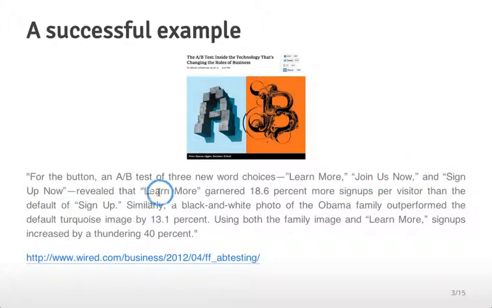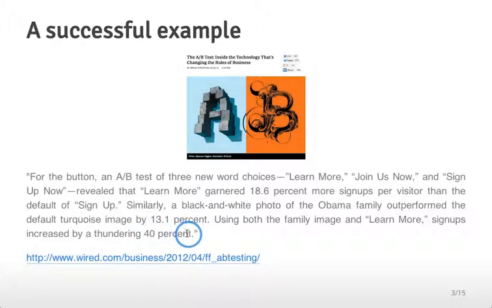And they found that learn more garnered 18.6% more signups per visitor than showing visitors the other variables like the default sign up. They also showed that having a black and white photo of the Obama family improved the sign up by 13.1%. And finally, they showed that using both the family image and the learn more increased the sign up by up to 40%.